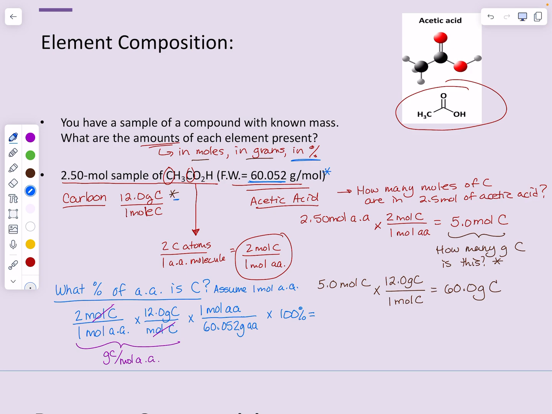Okay? So we've got 2 times 12 divided by 60.052 times 100%. And so it turns out 39.97. So 40% of the mass of acetic acid is due to carbon, okay?